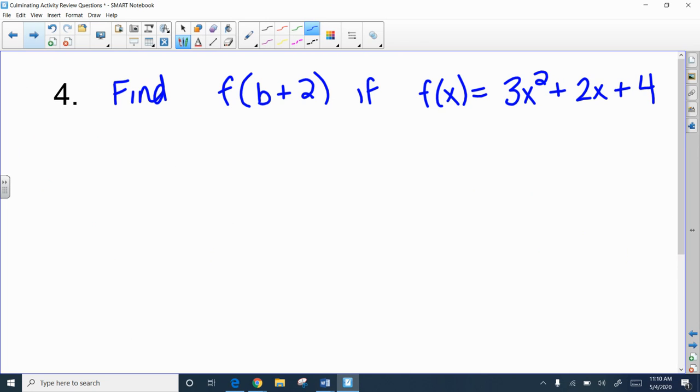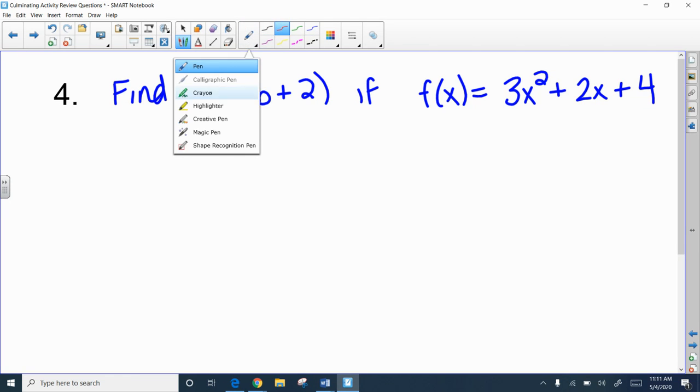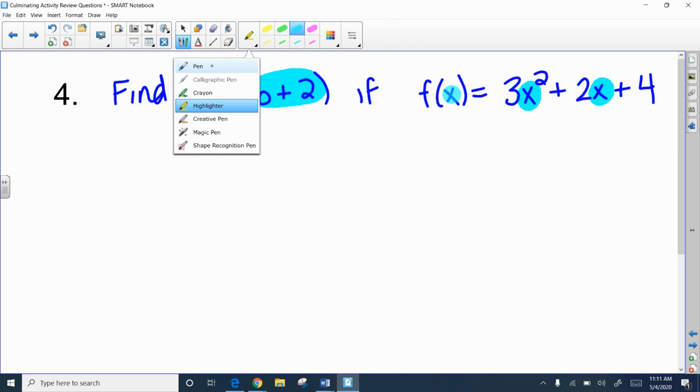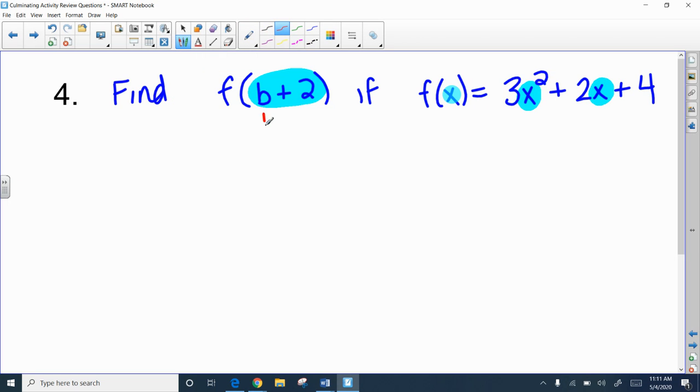All right, number 4. Now we're doing some work with functions. So number 4 says find f of b plus 2 if f of x equals 3x squared plus 2x plus 4. So we're evaluating a function here. What this means is that we are plugging in the b plus 2, that's the input. We're plugging that in anywhere there's an x. So the b plus 2 is the input. So I'm plugging it into my function. Both places there's an x. So when I do that, it's going to look like this.